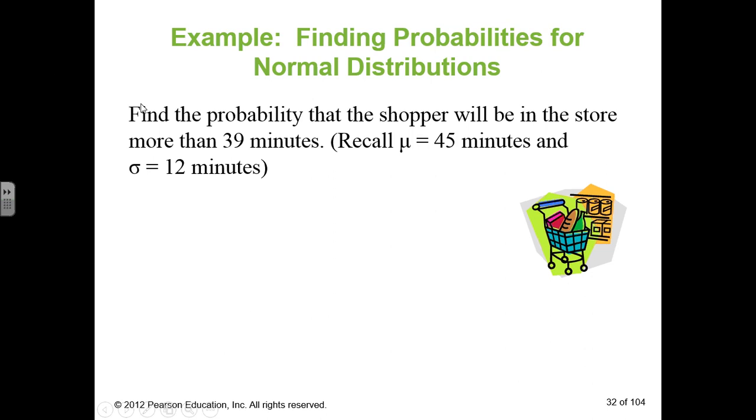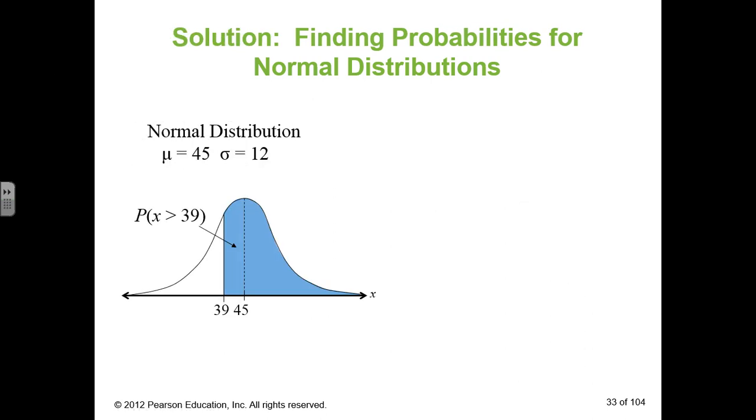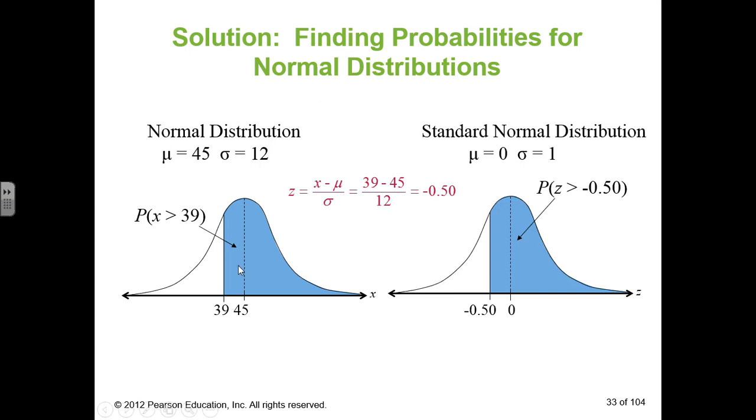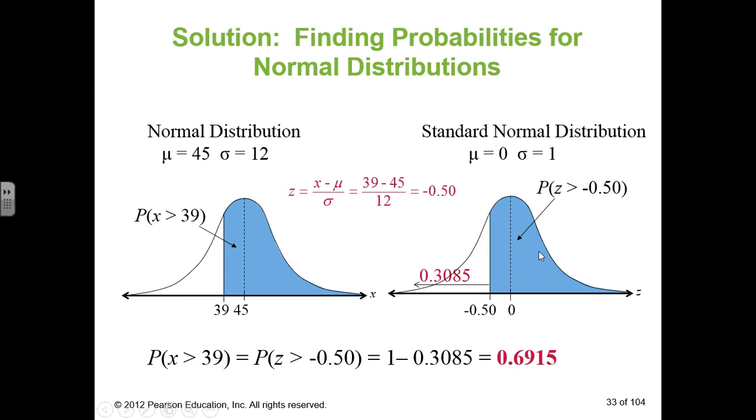Let's do another example. Let's find the probability that the shopper will be in the store for more than 39 minutes. More than 39 minutes corresponds, on the standard normal distribution, to the probability that z is greater than negative 0.50, using value minus mean divided by standard deviation. We look up this value in the standard normal table. We get 0.3085. But that's not our answer because we're looking for the area shaded to the right. So it's 1 minus 0.3085, or about 69%.